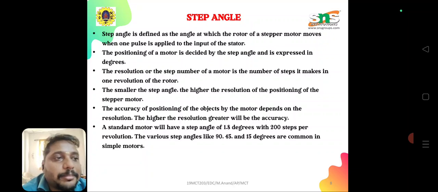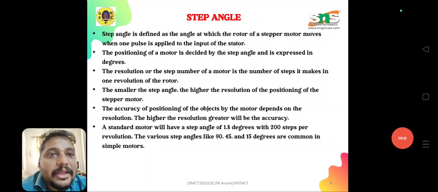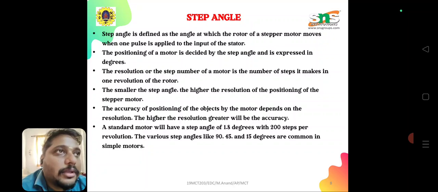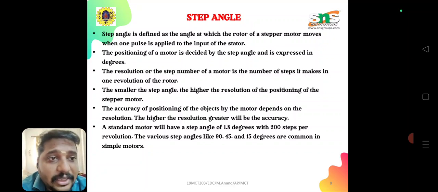And then, what is step angle? Step angle is defined as the angle through which the rotor of the stepper motor moves when one pulse is applied to the input of the stator. For example, a full rotation is 360 degrees. If it is classified into 60 steps, we need to give 60 pulses to the motor for its operation. The position of the motor is decided by this step angle and is expressed in degrees.